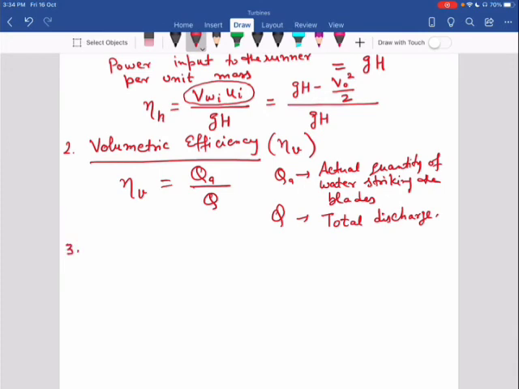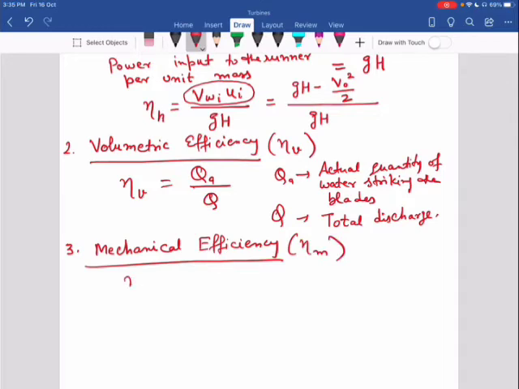The next one is mechanical efficiency. So this efficiency accounts all types of mechanical losses like bearing friction, or windage friction of the shaft. So like that, all losses come under or are accounted in mechanical efficiency. So it is denoted by eta m. So eta m I can write as shaft output divided by runner output.